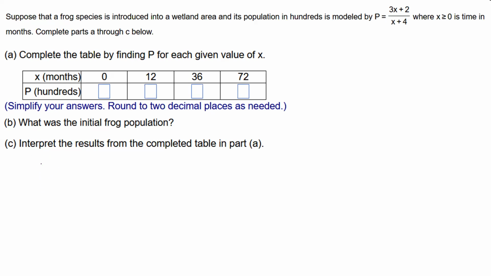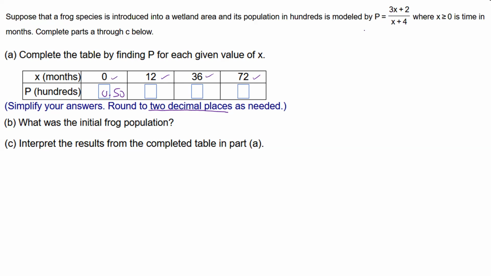So first off, we have to complete this table in A. And so what we're going to do is plug in 0, 12, 36, and 72 into our function here. So at 0, that gives us 2 over 4, which is a half. Since it's once as a decimal, that's going to be 0.50, because notice two decimal places.